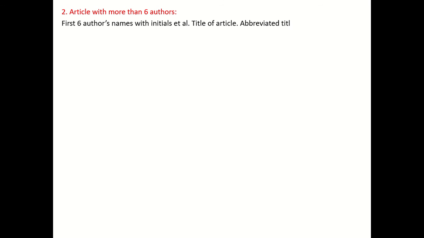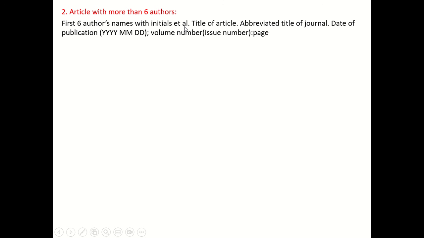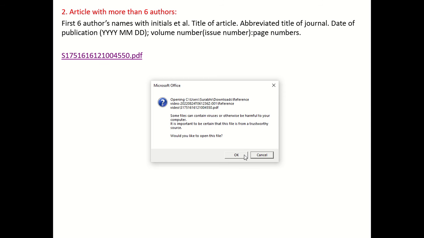Now when you have an article with more than 6 authors, at that time you will have to write first the author's names up to the 6th author, and after that you are going to write et al. Et al means what? And others, means the 6 authors and all the rest of the authors. Then you will write the title of the article, abbreviated title of the journal, date of publication, semicolon, volume, issue number, colon and page numbers. Okay, so now let us see, this is one article which has more than 6 authors.